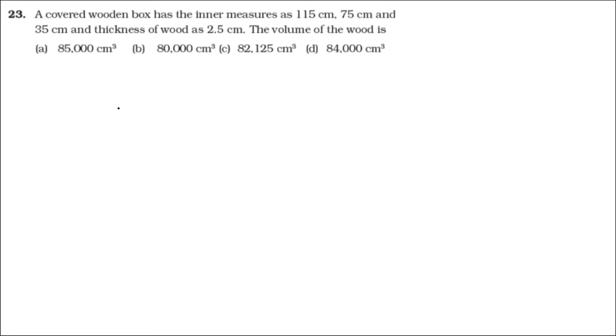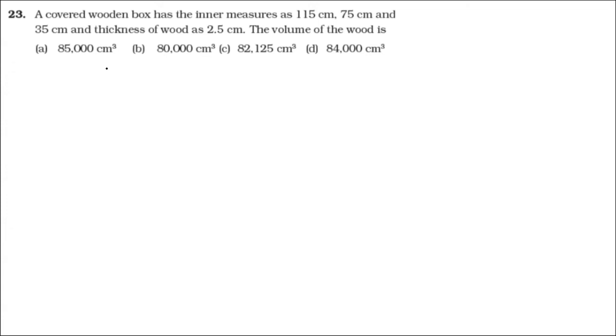Question 23. A covered wooden box has the inner measures as 115 centimeter, 75 centimeter, and 35 centimeter, and the thickness of the wood is 2.5 centimeter. We need to find the volume of the wood. They have given the inner measures of the wooden box, and they have also given the thickness. The thickness of the box is 2.5 centimeters.